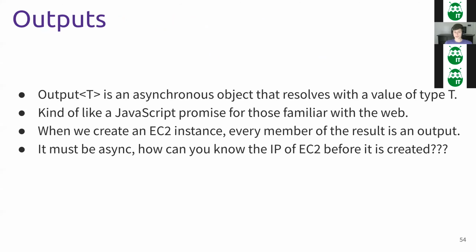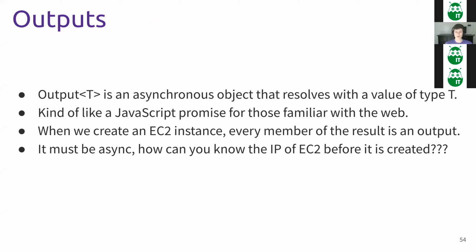An Output of T is something that maybe is produced by a cloud resource, right? So an Output of T is an asynchronous object that resolves with a value of type T. So for us, we could think of our public DNS name as an Output of type string. It doesn't exist when we write our program, but we know that when we run it, eventually it's going to resolve with a string.